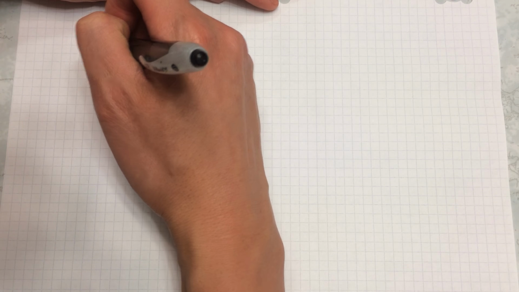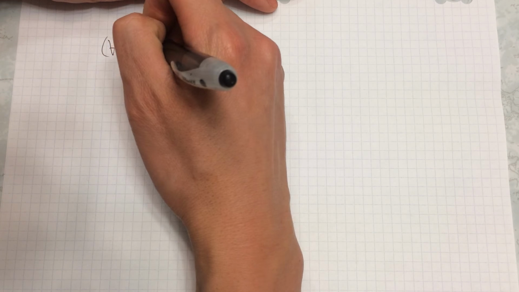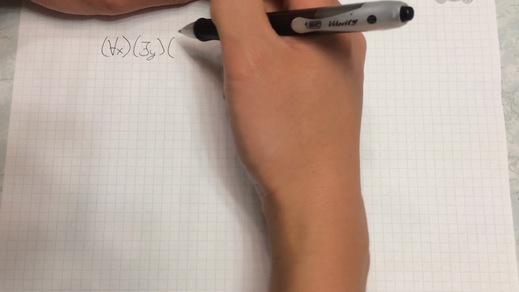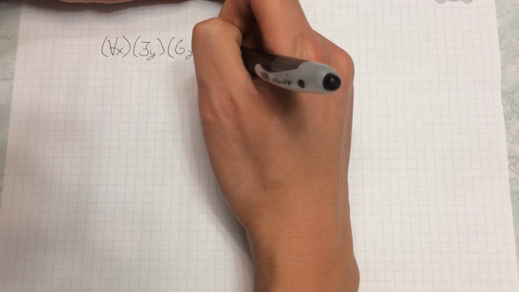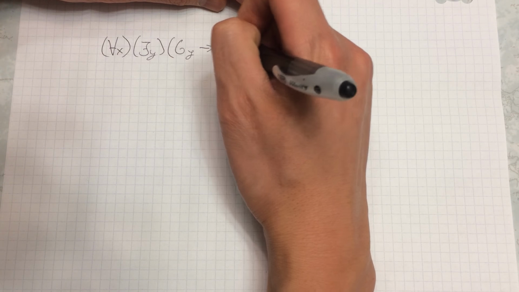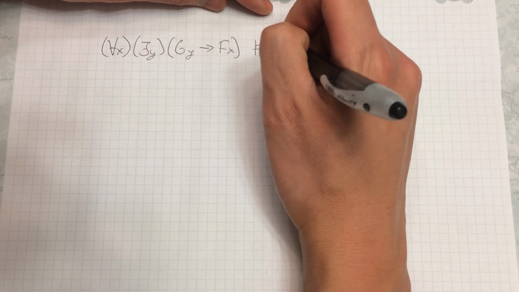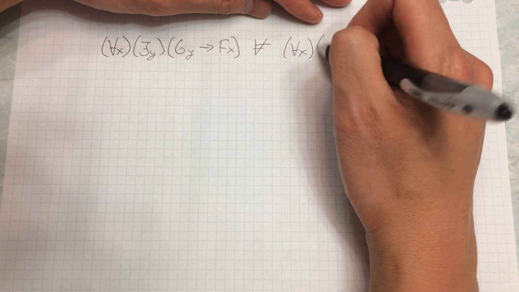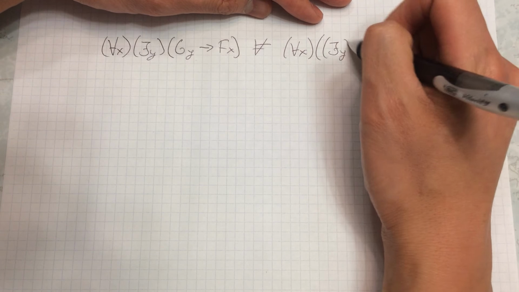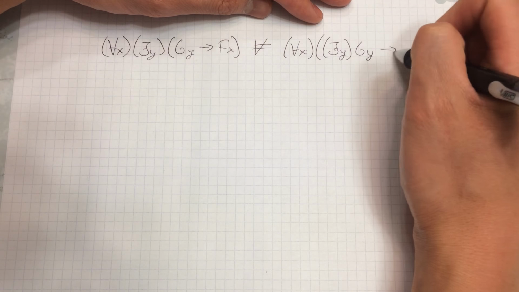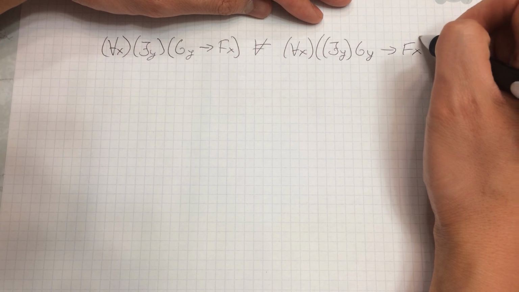multiple quantifiers. So for instance, let's take this. For all x, there's a y such that y is g, or if y is g, then x is f, right? This does not semantically entail that for all x, if there exists a y such that y is g, then x is f.